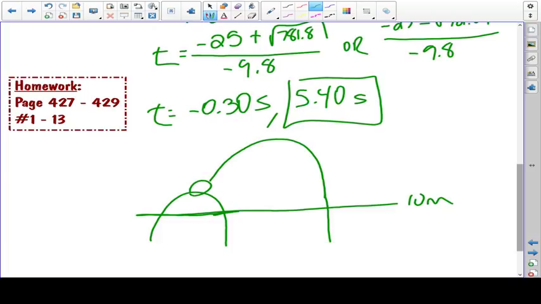So you can do your homework. It's on pages 427 to 429, numbers 1 to 13. We're going to do quadratic word problems after the weekend. It's all word problems. We'll go over a few of them, and then we'll give you time to work on them for a class or two.